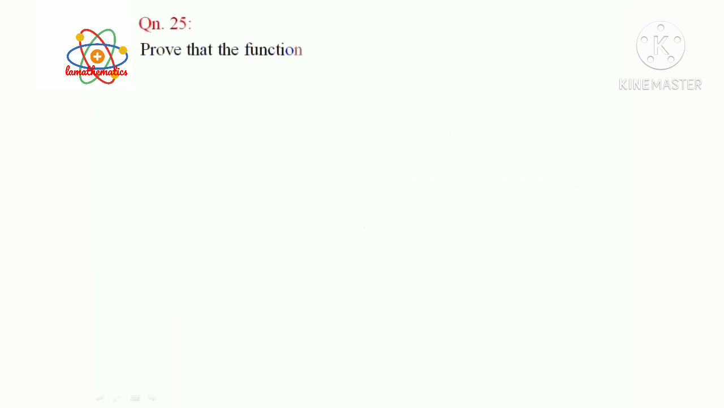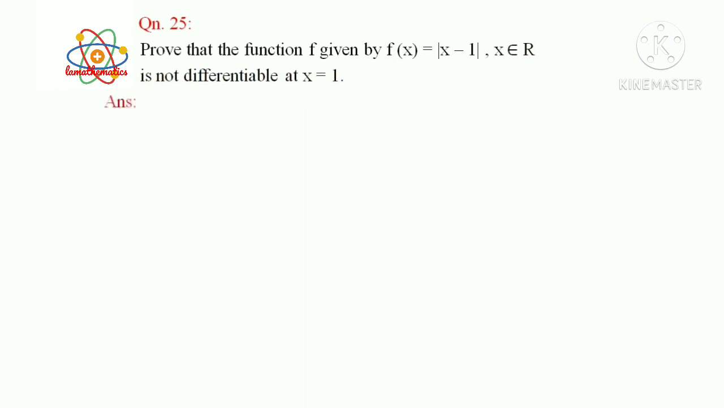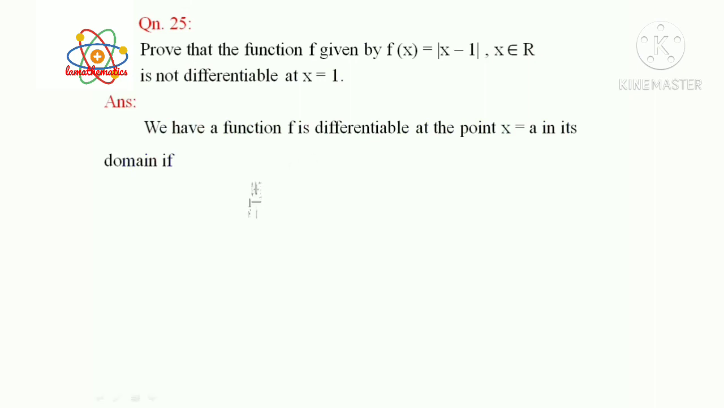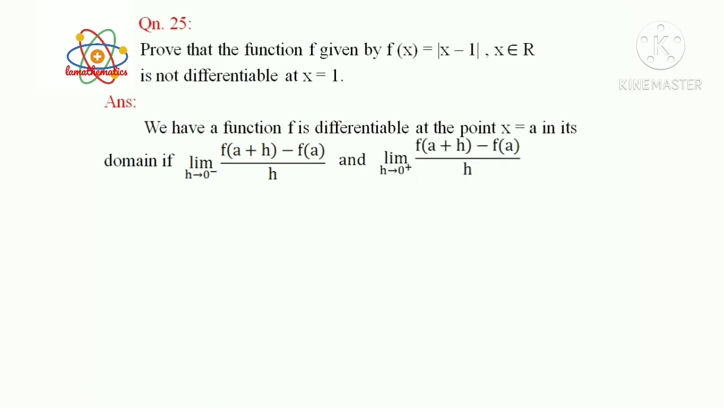Question number 25. Prove that the function f given by f of x equal to mod x minus 1, x belongs to capital R, is not differentiable at x equal to 1. Answer. We have a function f is differentiable at the point x equal to a in its domain if limit h tends to 0 minus [f(a+h) - f(a)]/h, that is left derivative, and limit h tends to 0 plus [f(a+h) - f(a)]/h, that is right derivative, are finite and equal.